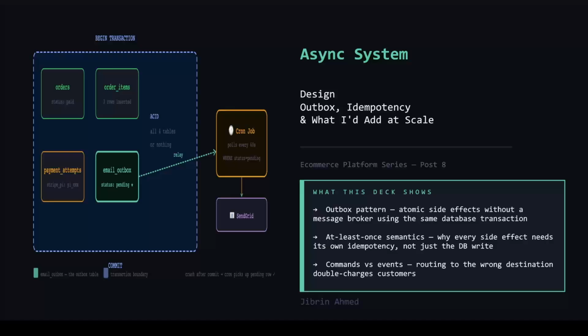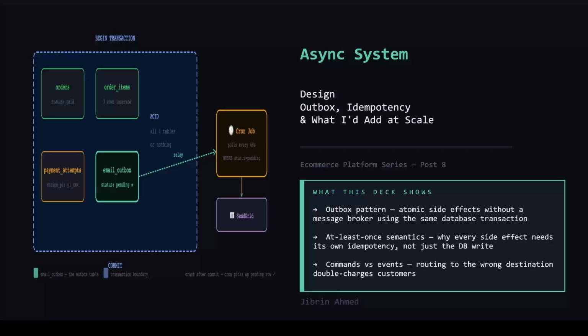I'm currently building a full-stack e-commerce platform for digital products and software services with Next.js and Supabase. This series is about the architectural decisions behind the platform, what I built, why I built it in that way, and what I do differently. Today, we're going to be getting into asynchronous system design for my e-commerce platform: Outbox, Idempotency, and what I'd add at scale. Without further ado, let's continue.